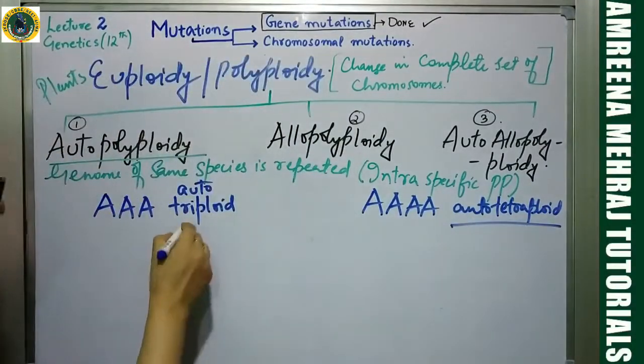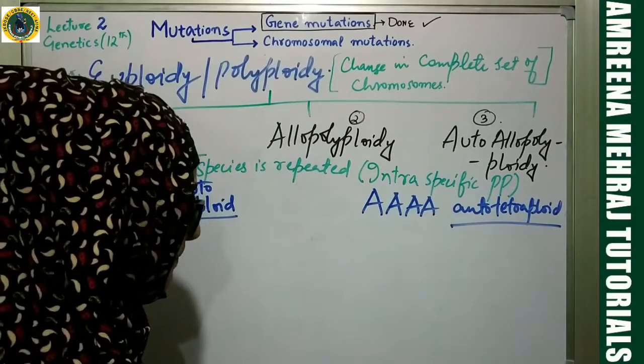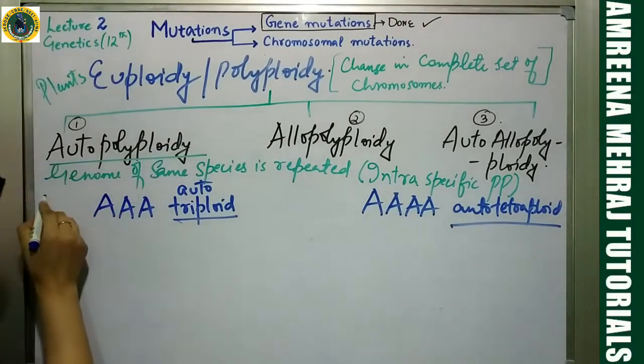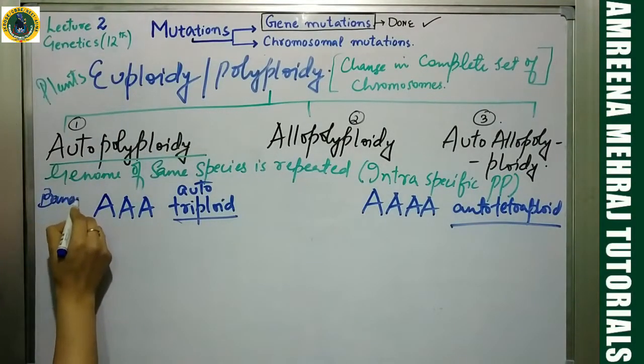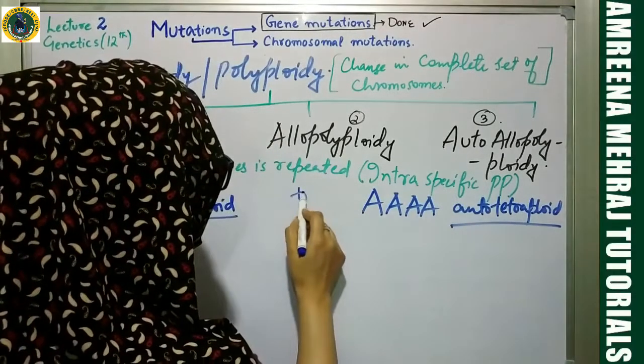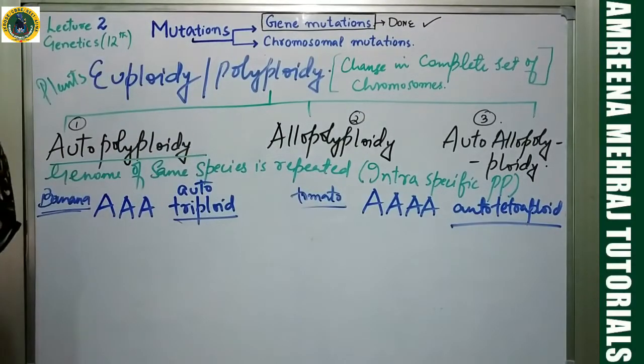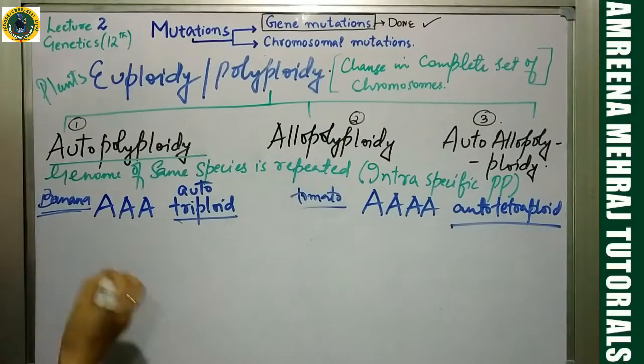See, this has something to do with the fertility of the plant. So in this case, think about banana. In this case, think about tomato. Think about this. Have you observed that bananas do not produce seeds? They are seedless. Why? Let us understand.